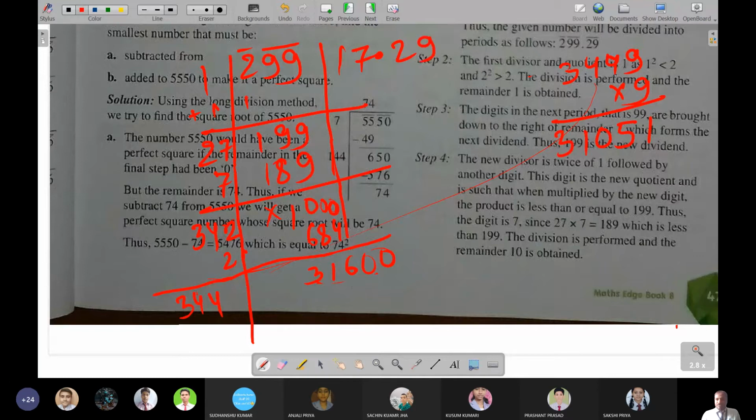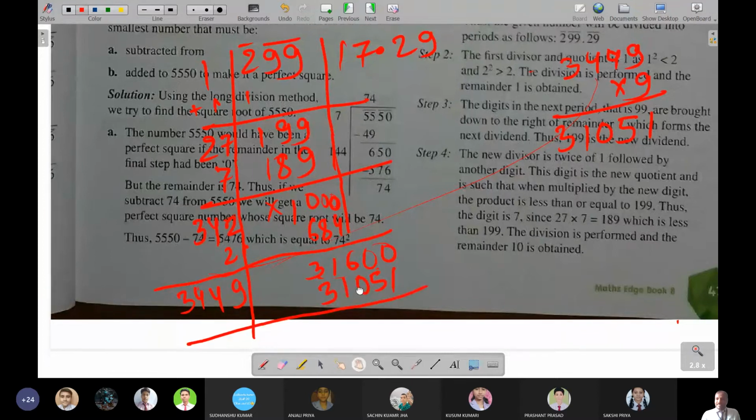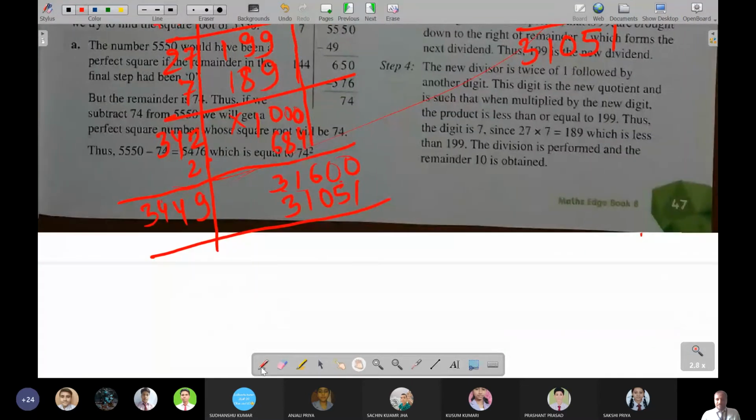So if you want 2 digits, then it will become 3. Okay, 9 we will keep over here. It will become 31051. As many digits as you want, that many times you will go on dividing. Got it? Generally, if no decimal is specified, then you have to find up to 2 decimals. If it is said up to 3 decimals, then up to 3 decimals.